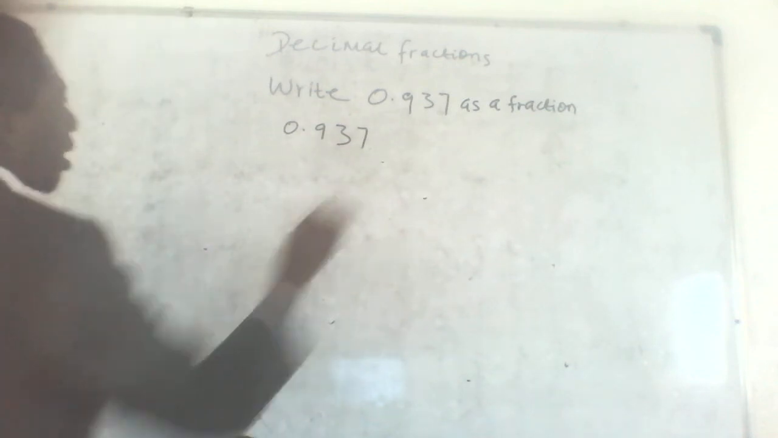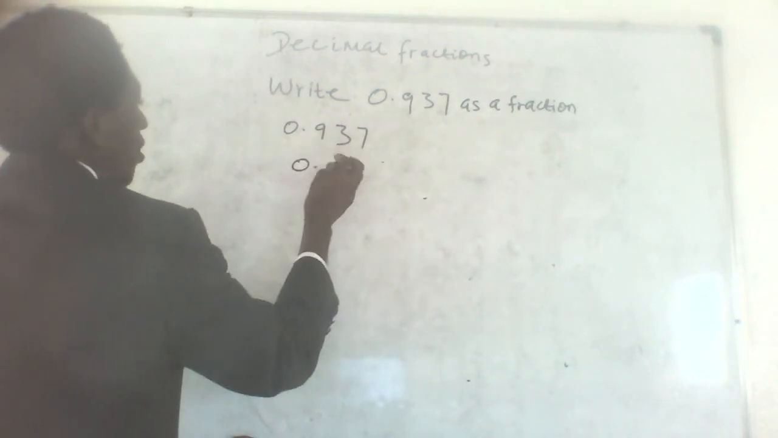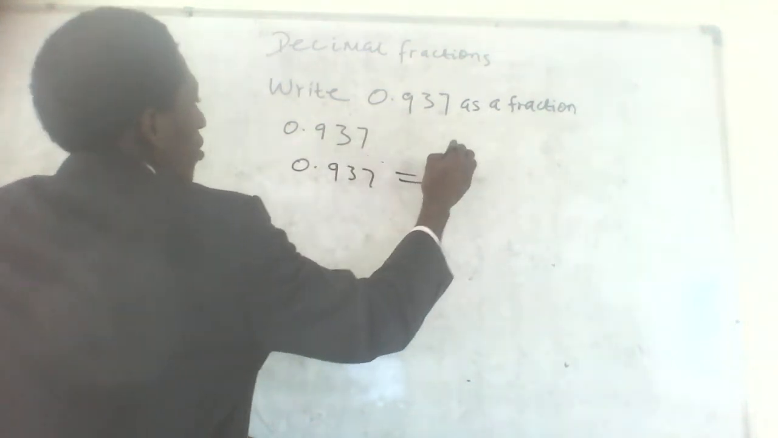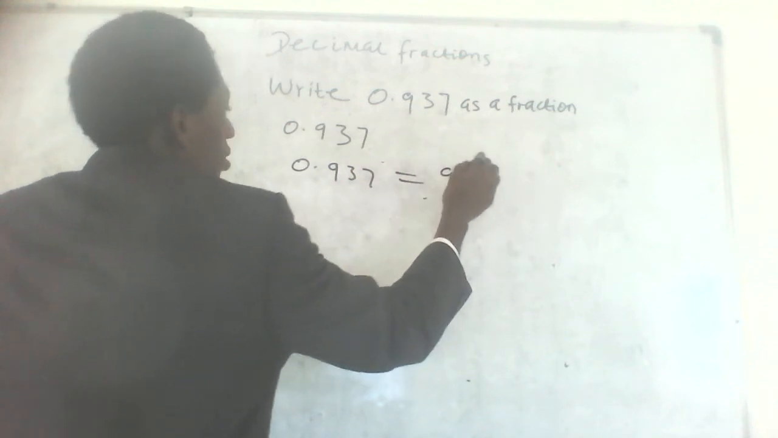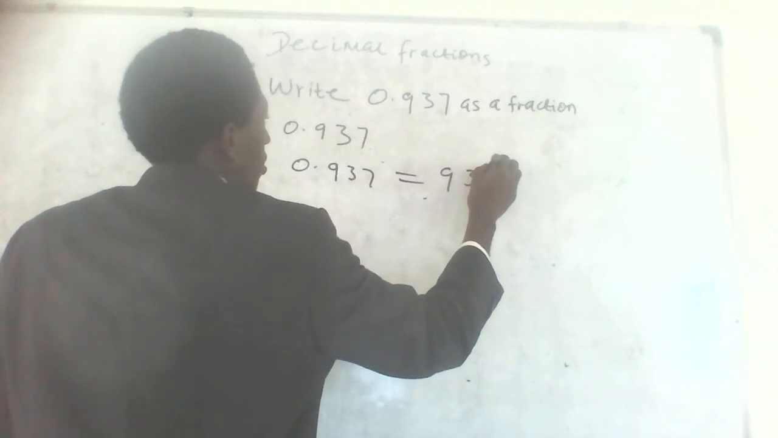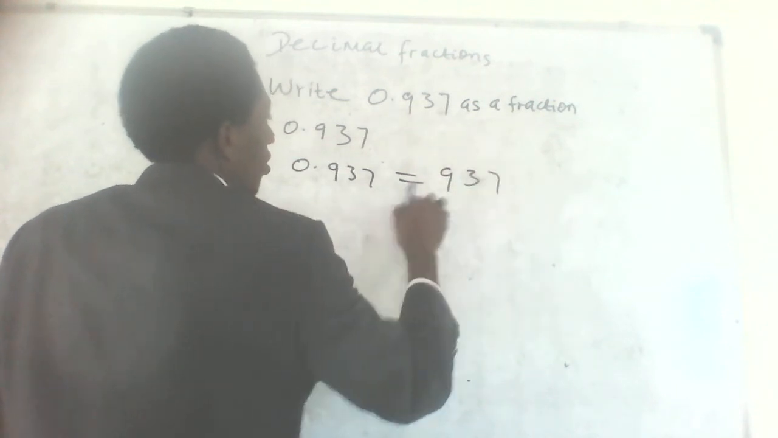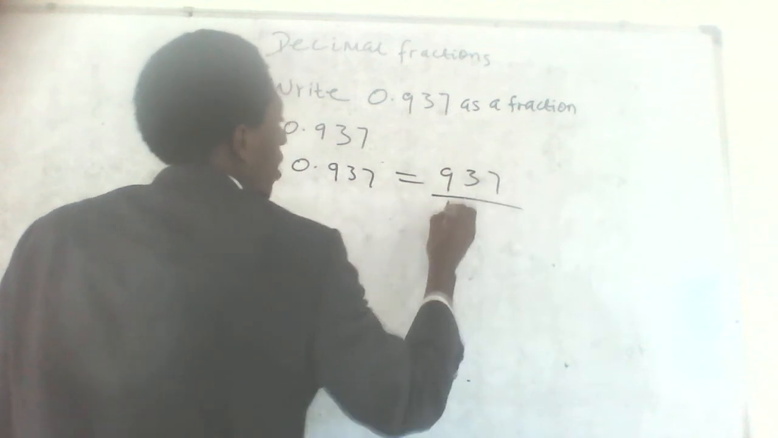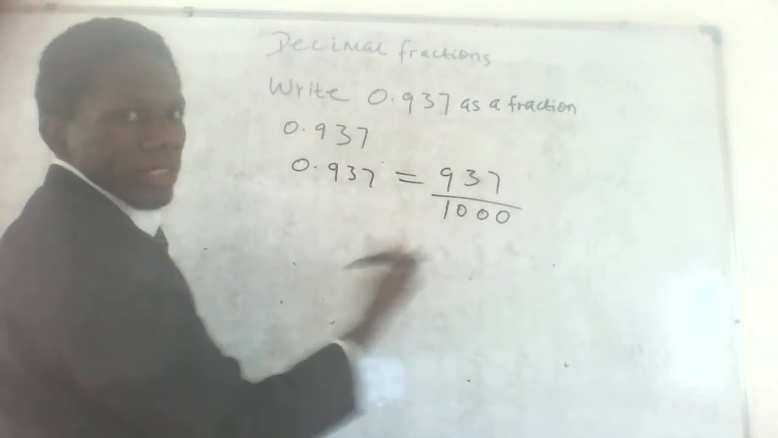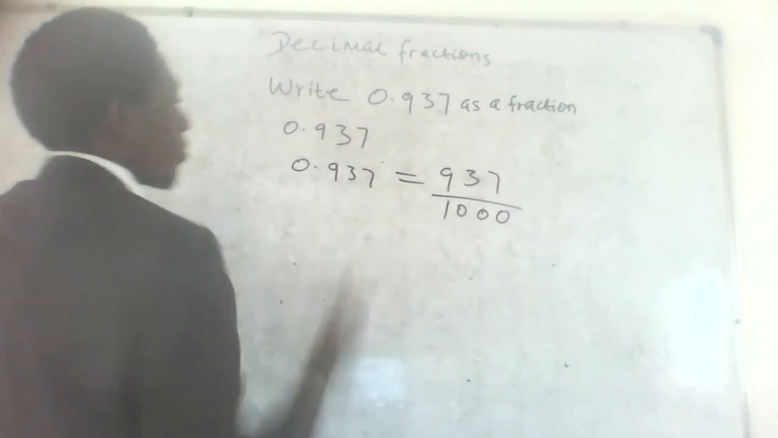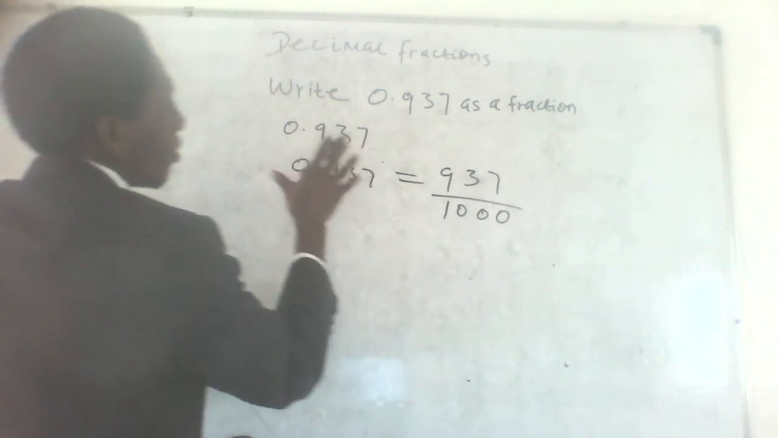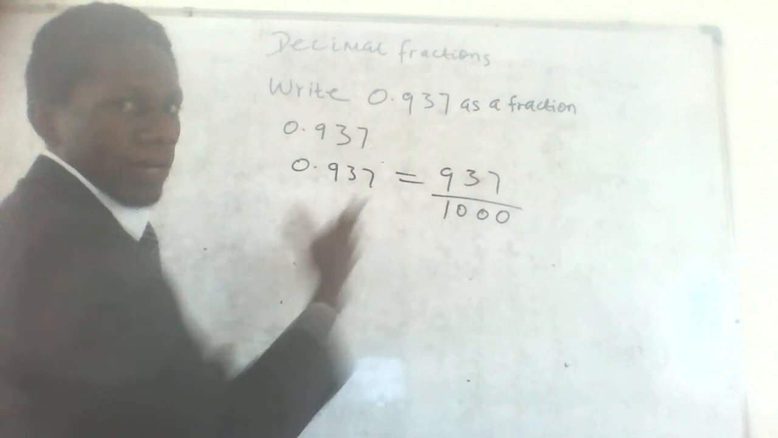Normally, I can just say 0.937 is equal to 937 over 1,000. So in reality, this is just the solution for this problem. But for somebody who is learning it for the first time, I can break this down.